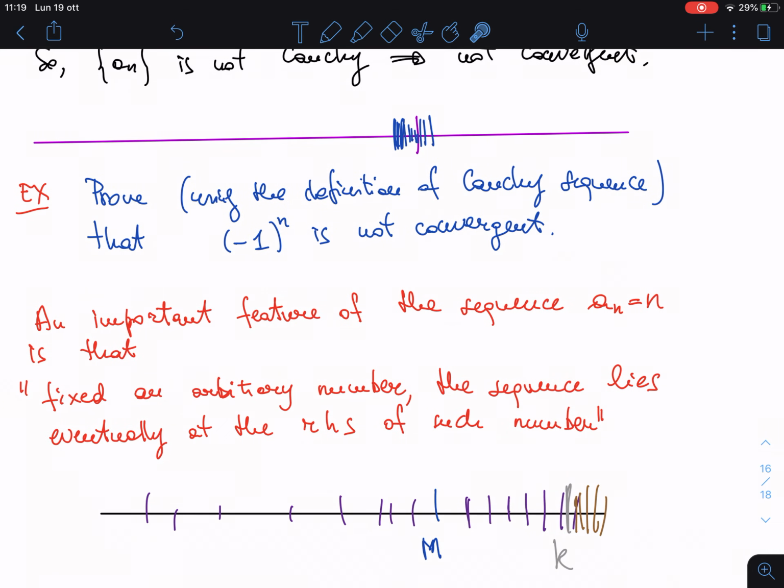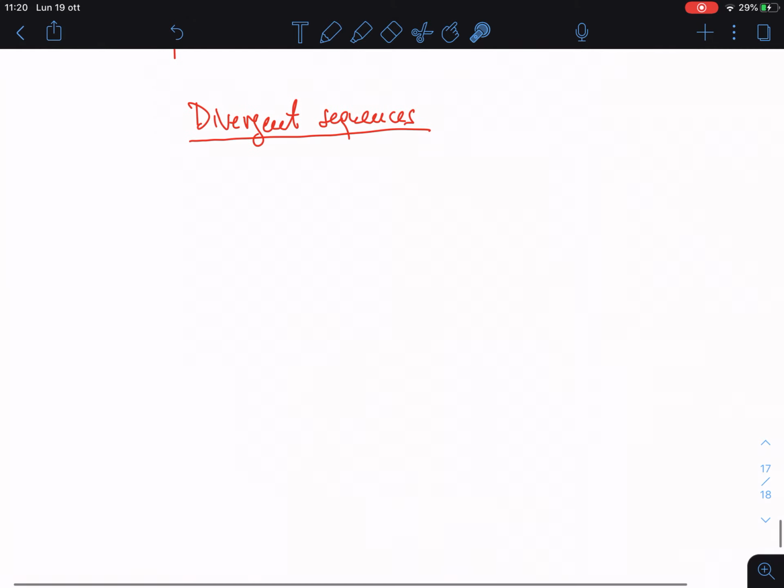that was the following. Fix an arbitrary number, the sequence lies eventually at the right hand side of such a number, of course, on the real line. Okay, so let us give some precise definition. So we have a definition.